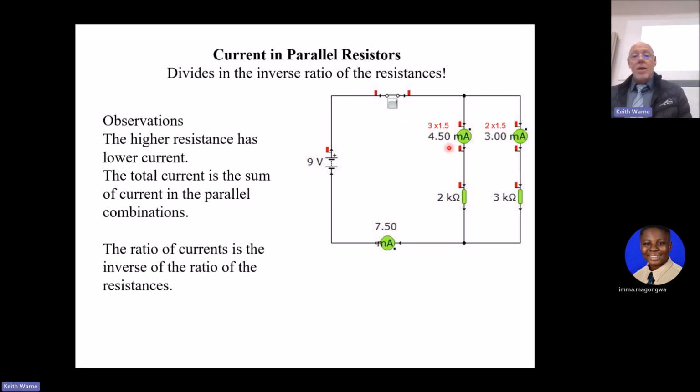So I want you to type those in. So can you see that the ratio here is the inverse ratio of the resistances? This is 3 times a certain value, and this is 2 times a certain value. So the observation here, I've written it down, and you can write this down, please. What's the observation? The higher resistance has the lower current. Okay, well, that was easy. But the total current is the sum of the parallel combinations. Can you see that? What's 4.5 plus 3? 7.5.